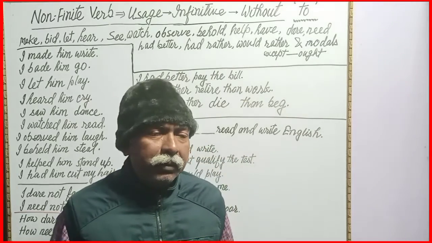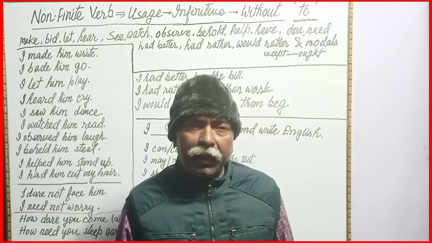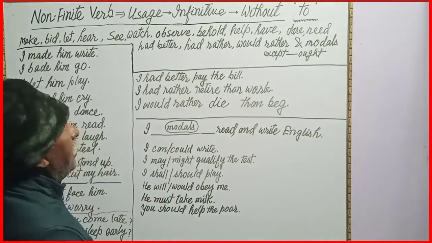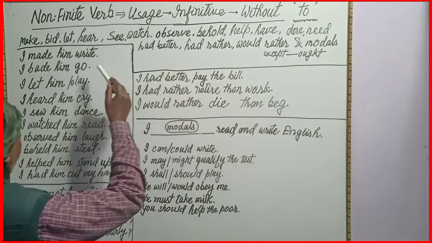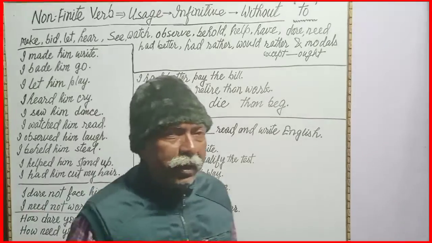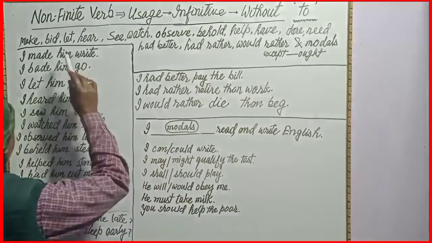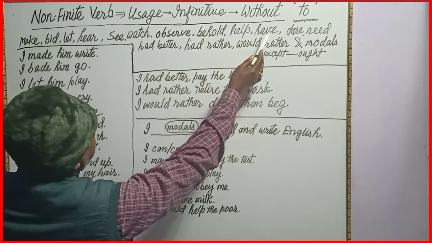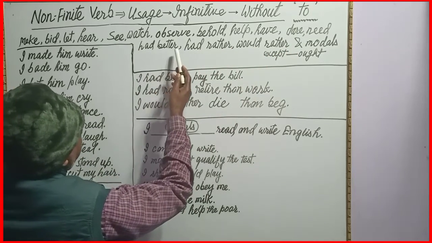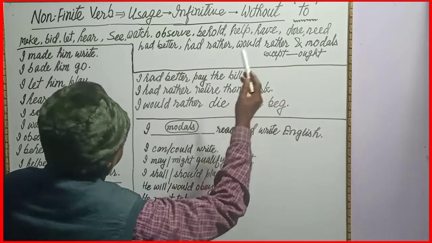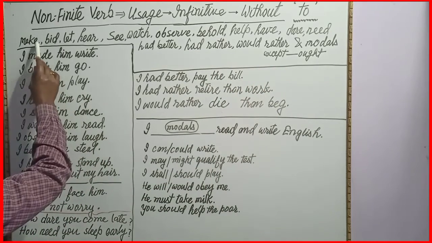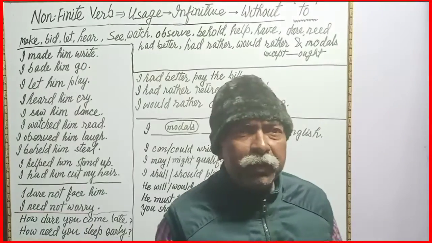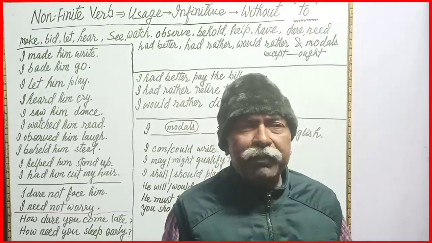Today, let us learn how to use infinitive without "to". Without "to", the infinitive is to be used. Here are some verbs written on the whiteboard: make, bid, let, hear, see, watch, observe, behold, help, have, dare, need, had better, had rather, would rather, and modals, except ought. After using these verbs, the "to" of the infinitive is not used; it is left out.